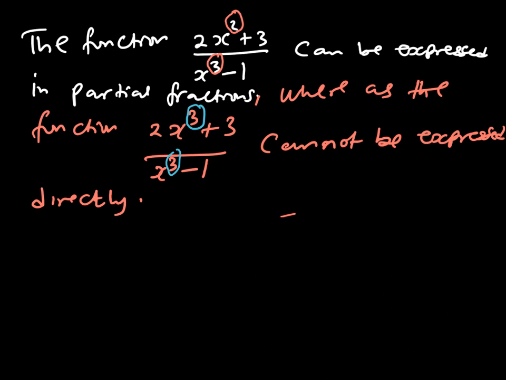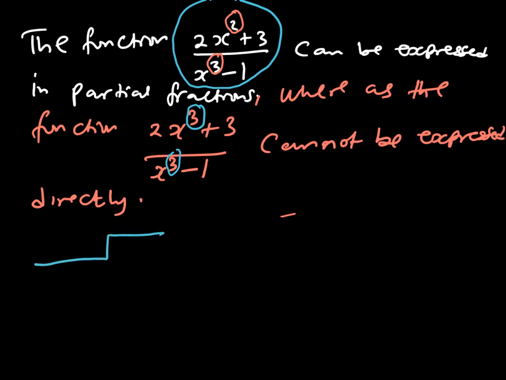Okay, the first one can be expressed directly. There's no question about that. You just follow other rules which we are going to write down in a minute. But the second cannot be expressed directly because the numerator and the denominator have the same degree. So in that case, you need to go to long division, obtain a polynomial and a rational remainder. You remember we have talked about long division.